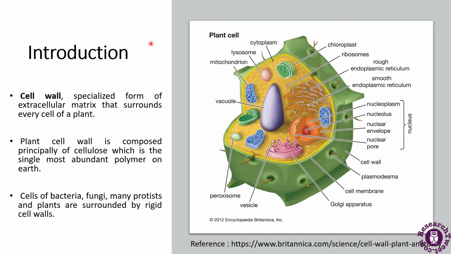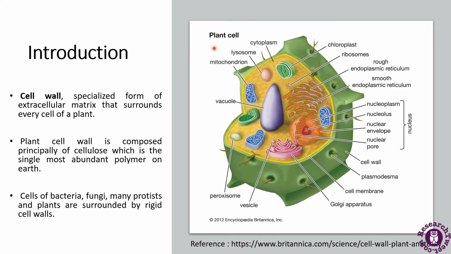Its composition varies according to the organism, and it's always permeable in nature. The cell wall is always found in plant cells and in eukaryotes, which include plants and fungi, and it is also present in the cells of bacteria and many protists. Plants are surrounded by a rigid cell wall. So let's discuss the structure of the cell wall.